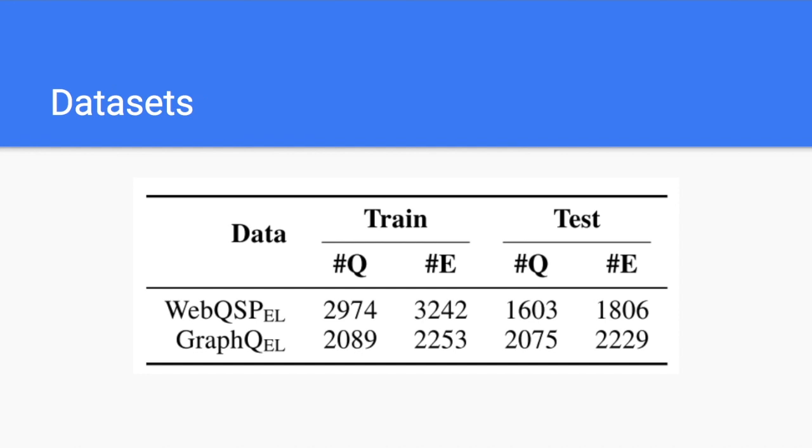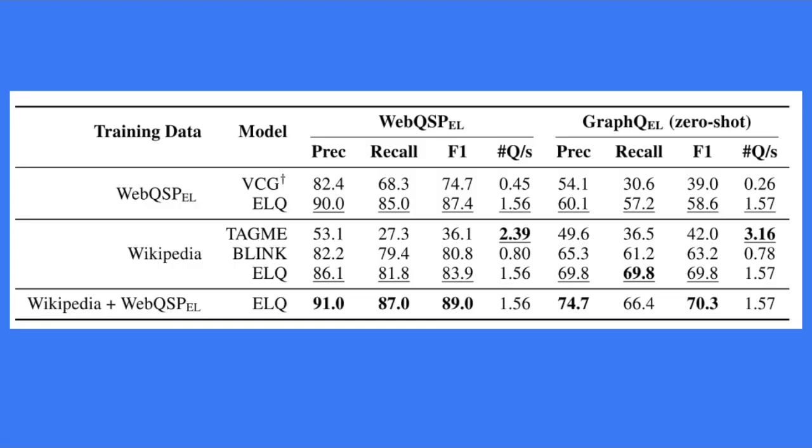Okay, so let's look at the datasets. They perform these experiments on these 2 datasets. In fact, the original datasets, WebQSP and GraphQ, didn't have the boundaries for entity mentions. So they annotated the entity mention boundaries on these 2 datasets, so they extended the datasets. And this is some statistics. You have the number of questions and entities in the questions. So basically, one question on average has more than 1 entity. And this is the result.